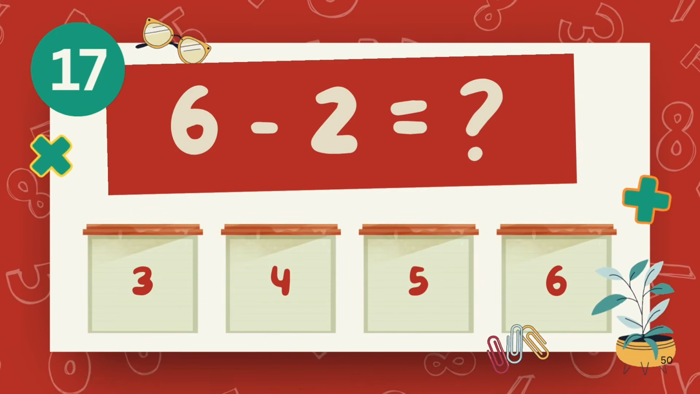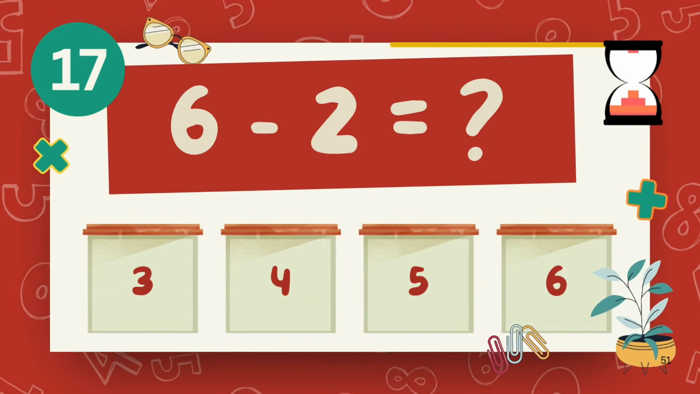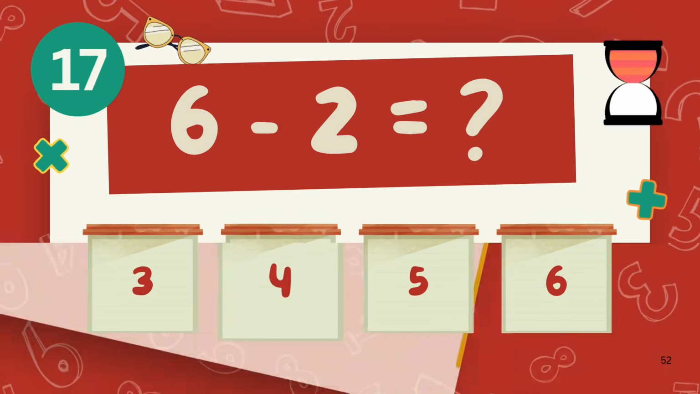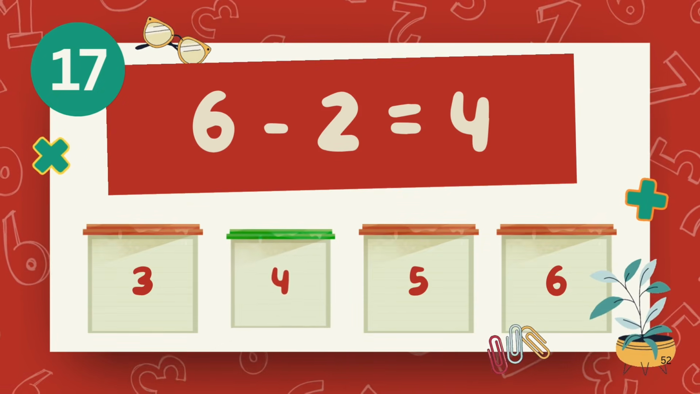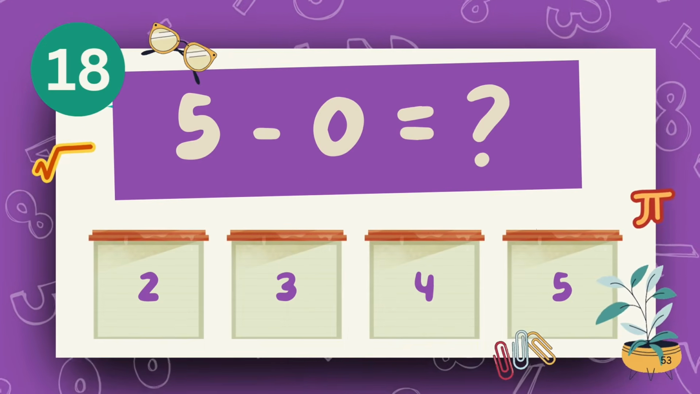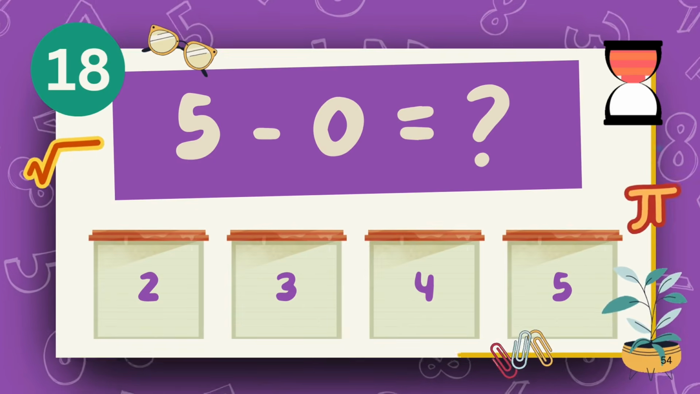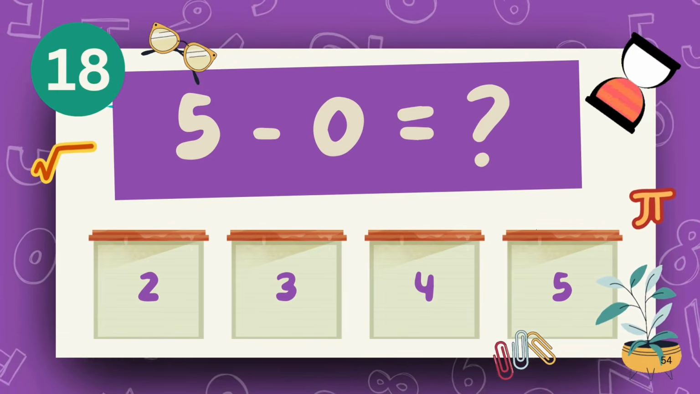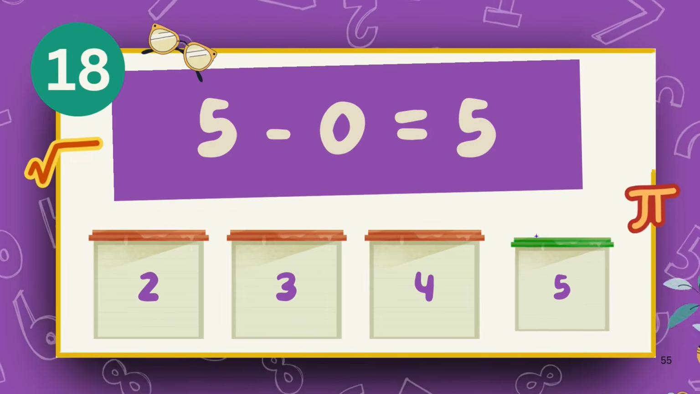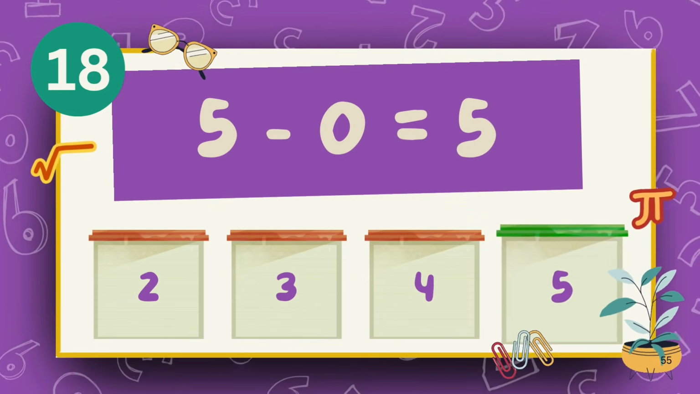What is 6 minus 2? The answer is 4. What is 5 minus 0? The answer is 5.